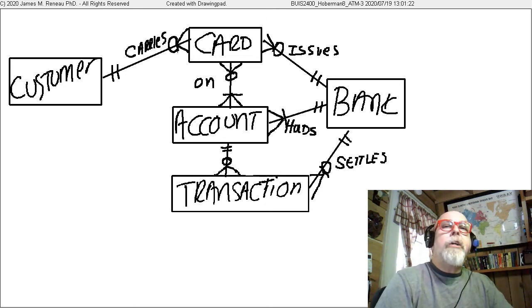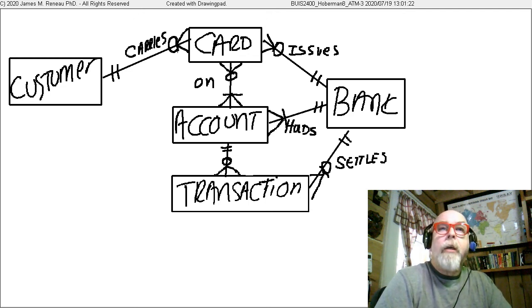Now, let's look at the relationship between cards and accounts. Now, I say that an account can be on 0 or more cards, but a card must have at least one account. It makes no sense at all for an ATM card to exist without an account on it.